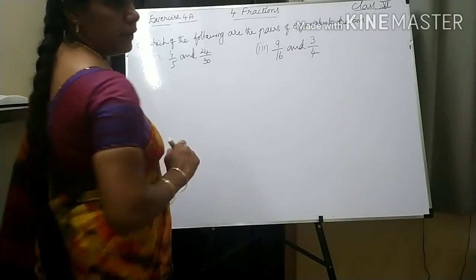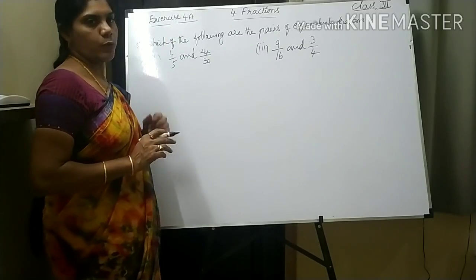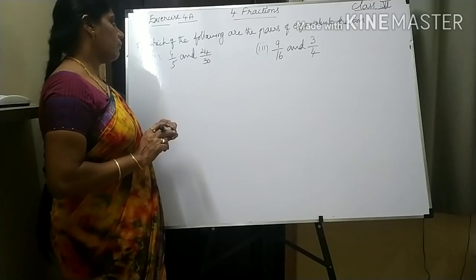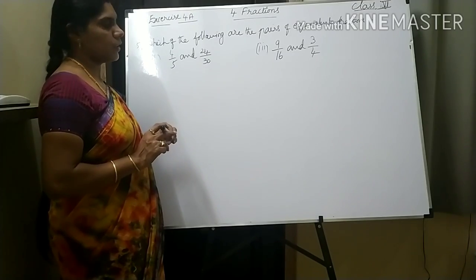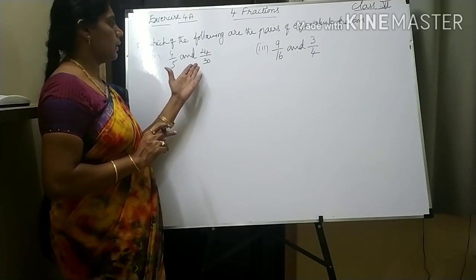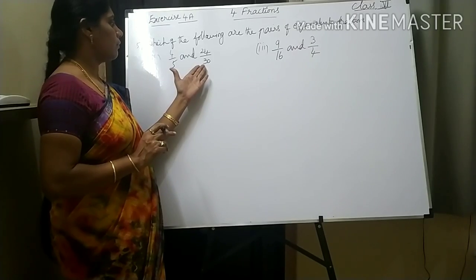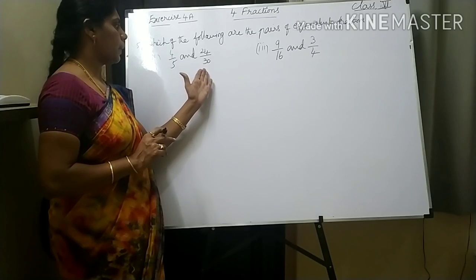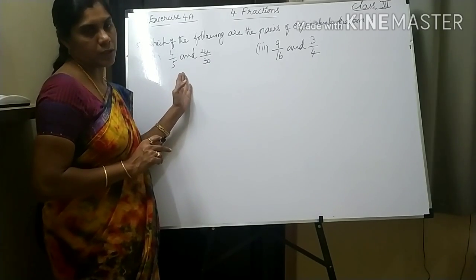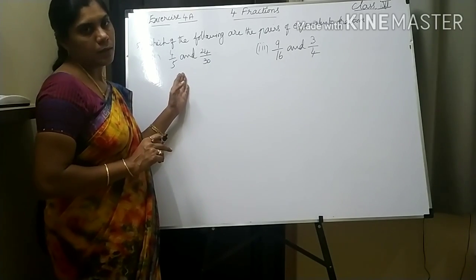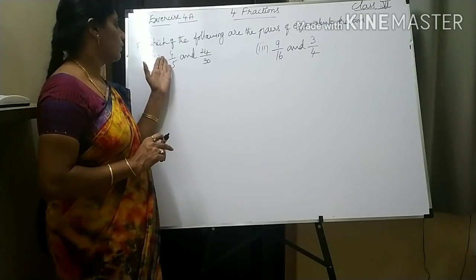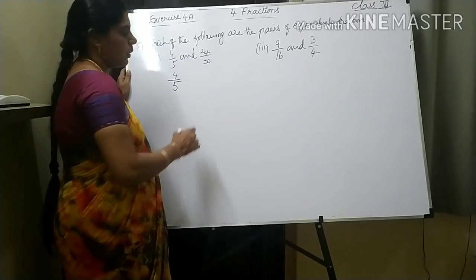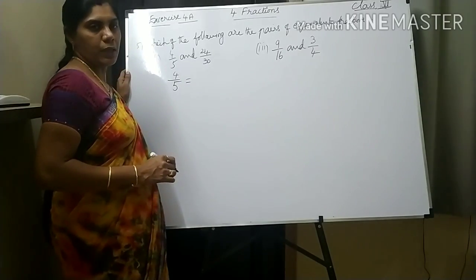Now we will see our exercise problems, that is Exercise 4B. See this one: which of the following are pairs of equivalent fractions? We have to check whether the two given fractions are a pair of equivalent fractions or not. For that, we need to write equivalent fractions for the first one. What is the first one here? 4 by 5. So we write the equivalent fractions first.